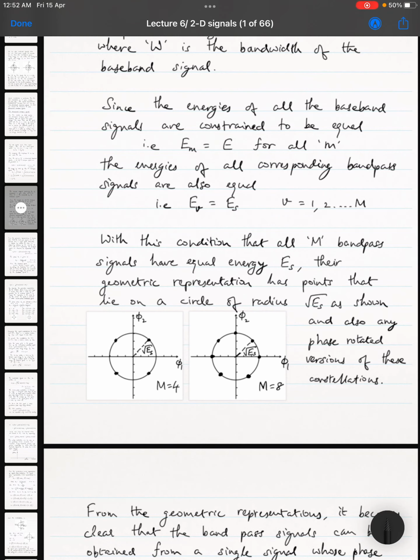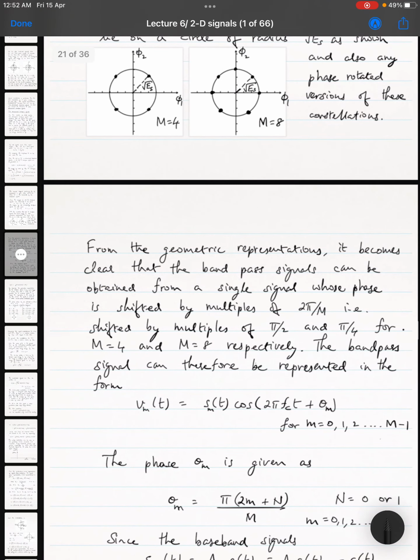Okay, similarly, we also have a set of 8 signals. So this is a constellation with 8 signals in 2 dimensions. And again, what we have here is each of these constellation points having the same distance root Es from the origin, which is nothing but the norm. Okay, again, what we notice here is that all the 4 signals or the 8 signals, they all have equal energy, and therefore they all will have equal amplitude. The only difference between these signals is the angle. So we can generate these signals by simply modifying the angle of the carrier signal.